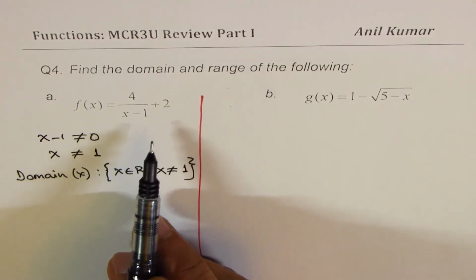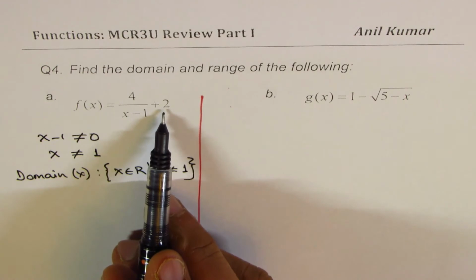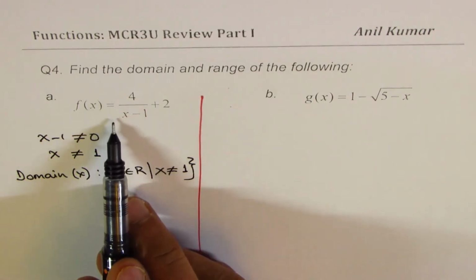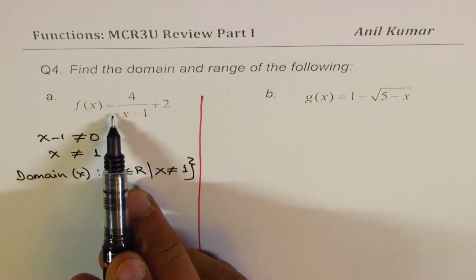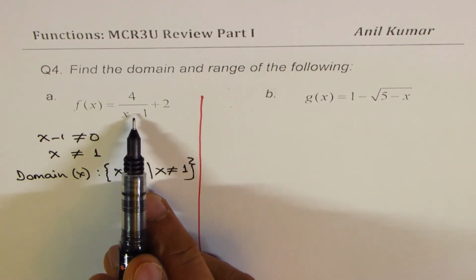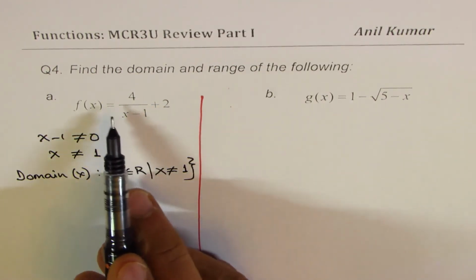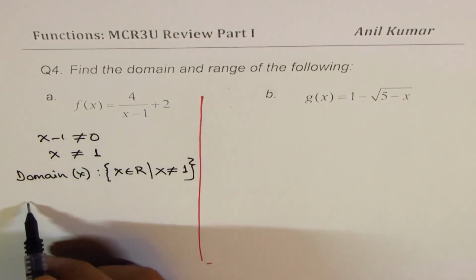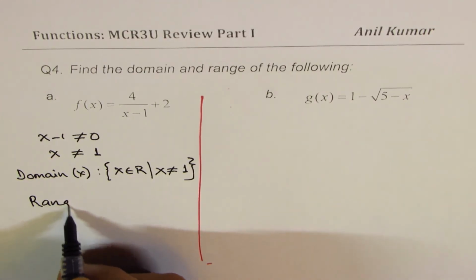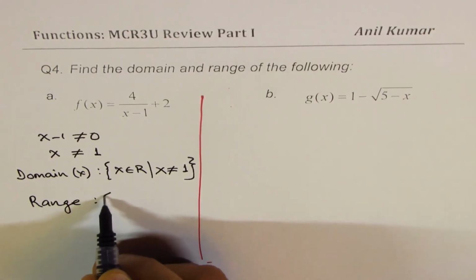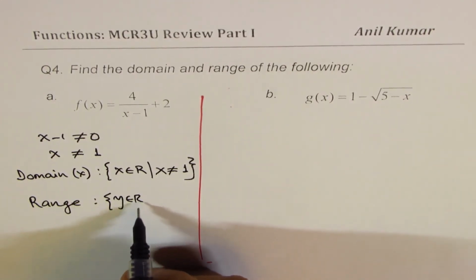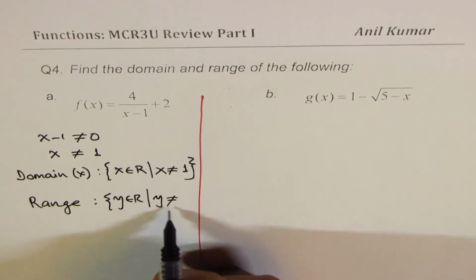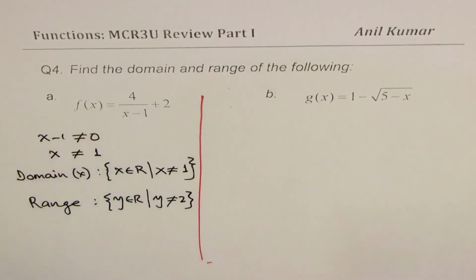As far as range is concerned, here we have a horizontal asymptote at 2. Since this function cannot be 0, it approaches 0. So it will never be 2, right? So in this case, we have range as y belongs to real numbers so that y is not equal to 2, right?